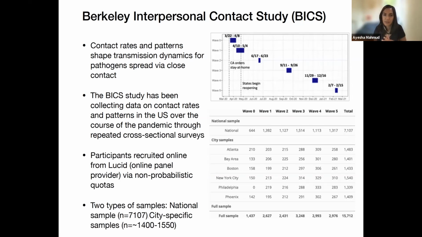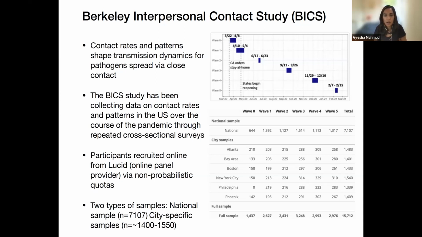So I won't go into too much detail about what this online data might mean for what we're measuring, but we can definitely talk about that in the discussion. So what have we been doing? We've been asking people about their average number of contacts on the previous day. And we define contacts in two ways.